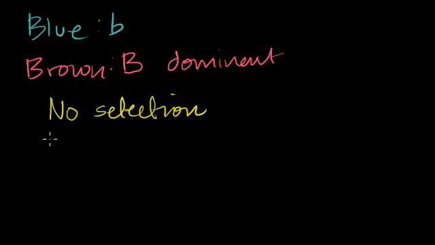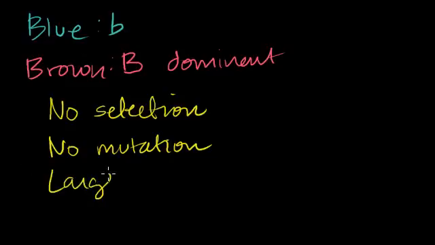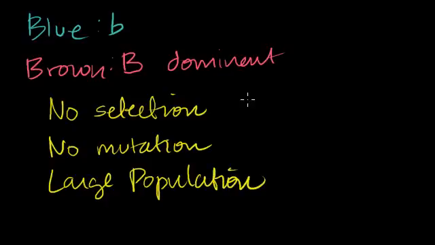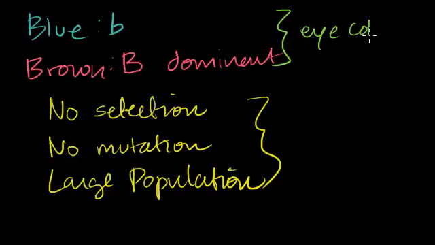And I'm also going to assume that there are no mutations. So for whatever reason, a chromosome that has a blue allele can't randomly turn to a brown or vice versa, or turn into a third color. And I'm also going to assume I have a large population. The reason why I'm making all of these assumptions is because I essentially want to have a stable gene pool, at least relative to the eye color gene. I want to have a stable allele frequency.